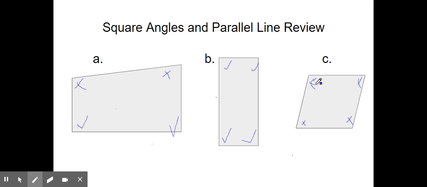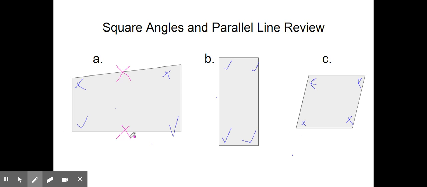Now let's look at the shapes and figure out if they have parallel lines. Shape A. Is the top of shape A parallel to the bottom of shape A? No, it's not. These are not parallel lines. I can tell that the top is on an angle, and if we kept drawing it out, it would eventually run into the bottom, so they are not parallel.